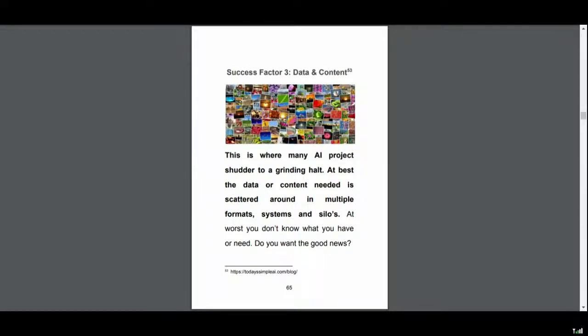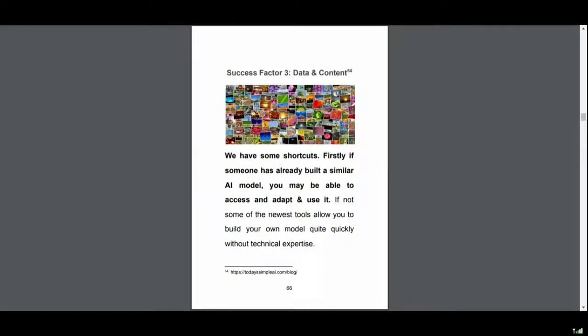Okay, and this is not just for these projects. We probably recognize this for any project we've tried to do in corporate land. Let's start straight with the good news, because I think that's a familiar challenge for most of us. There are shortcuts, so that's the good news.